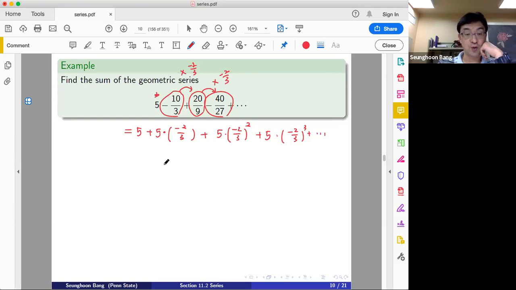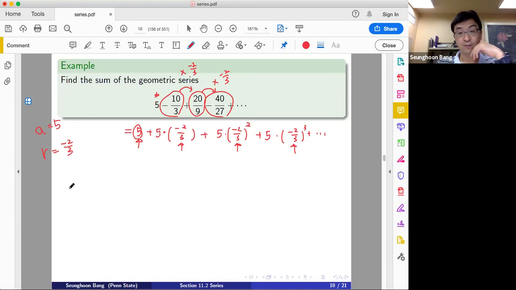In this case, you need to find what A is and what the common ratio is. You can find these things. The common ratio is negative 2/3 here. Negative 2/3 is the common ratio. This R is the common ratio. A is, yes, 5. The first term 5 is A. The common ratio is negative 2/3.